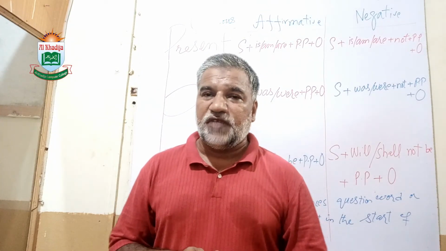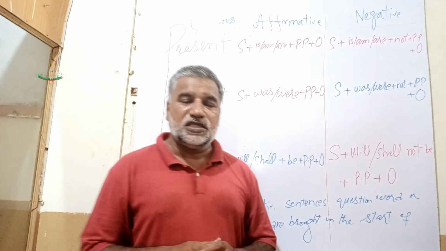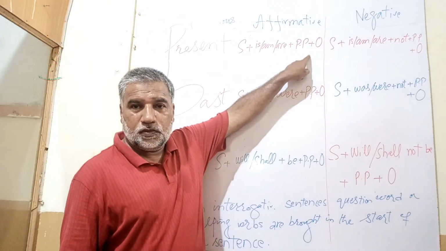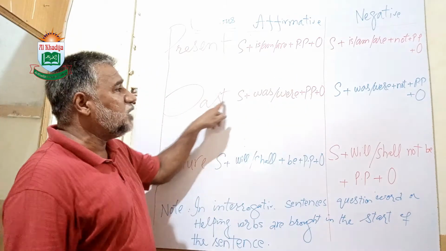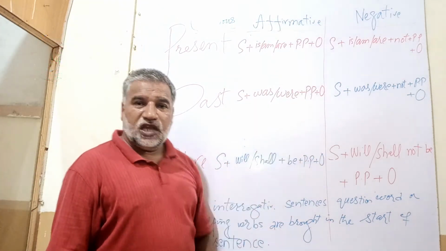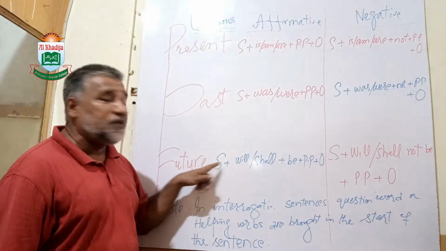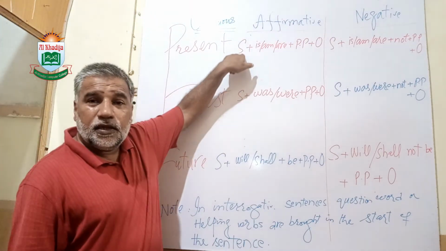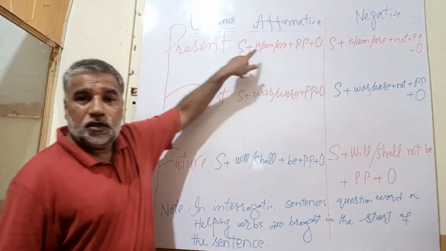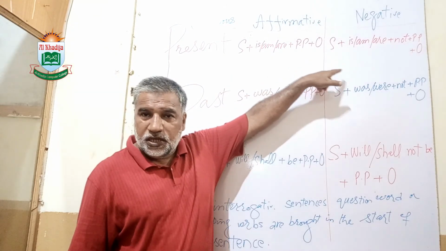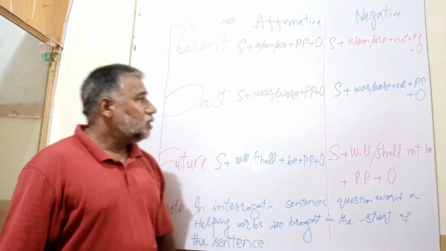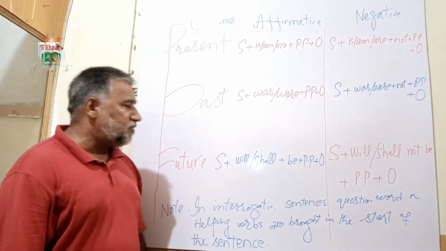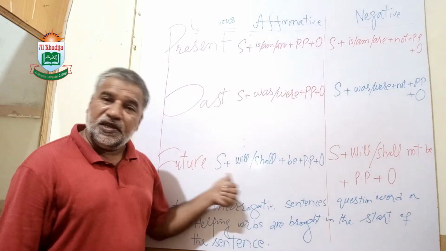Furthermore, for giving you the example, I can tell you some sentences. In present continuous, he is playing cricket. In past continuous we will say he was playing cricket. In future continuous we will say he will be playing cricket. One more sentence, he is reading the book. In past continuous we say he was reading the book. And in future continuous we will say he will be reading the book.